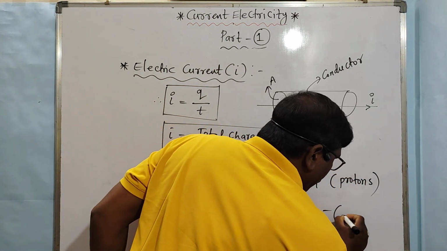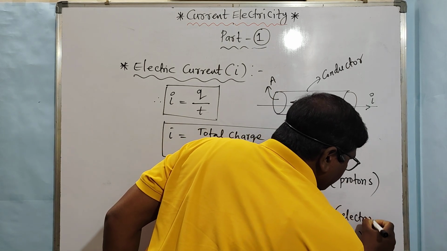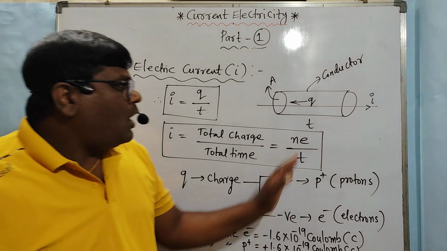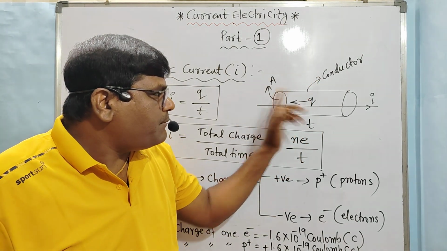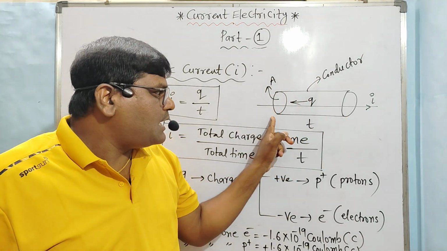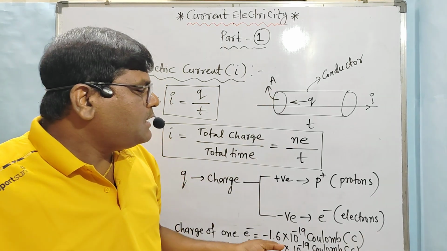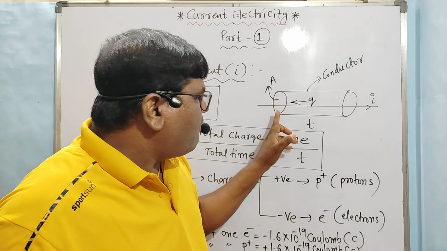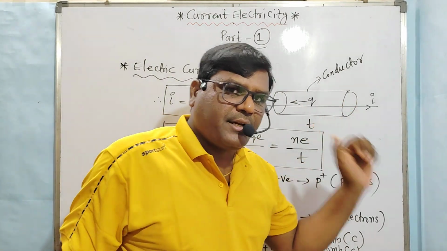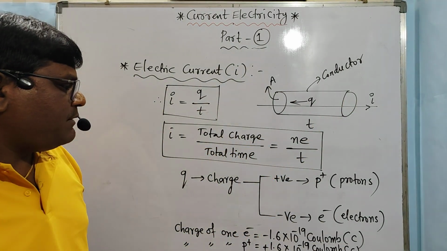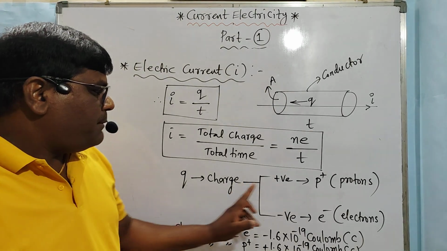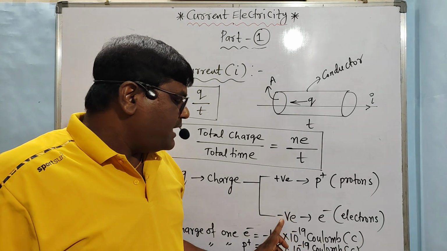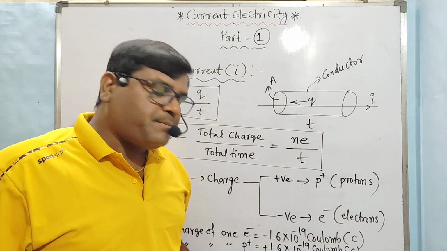E means electrons. For example, how many electrons are passing from one end of the conductor to the other end? We can say the same number of protons can move from one end of the conductor to the other end. Like that we can define a charge, which may be positive or negative. Positive charge is protons, negative charge is electrons.